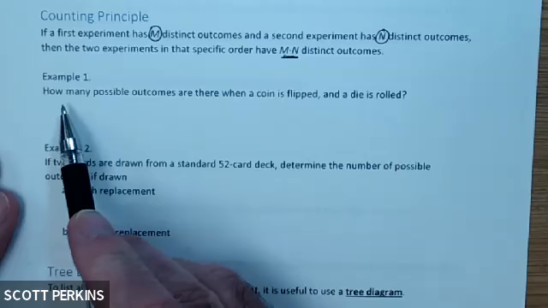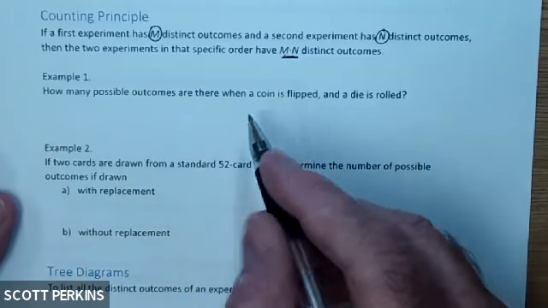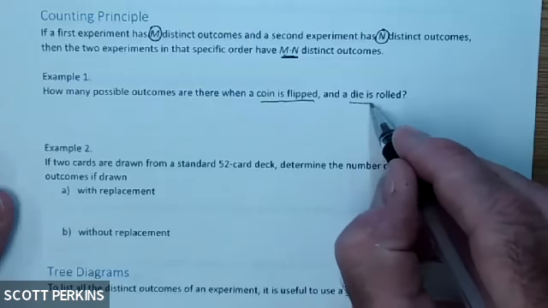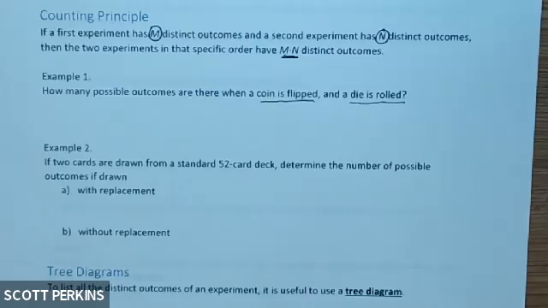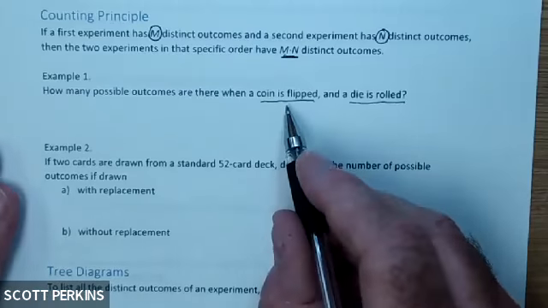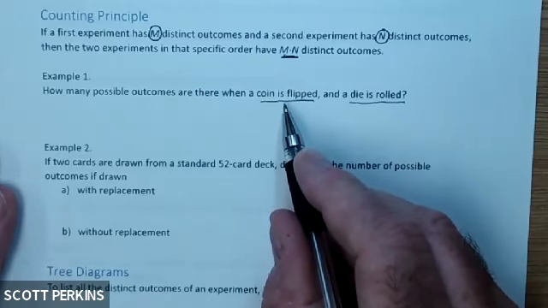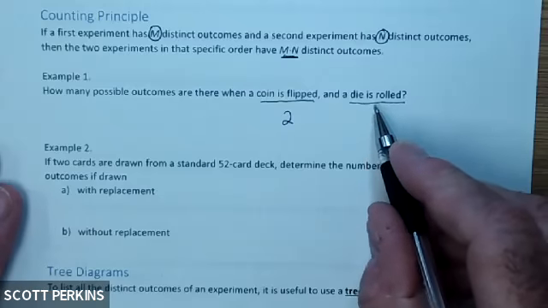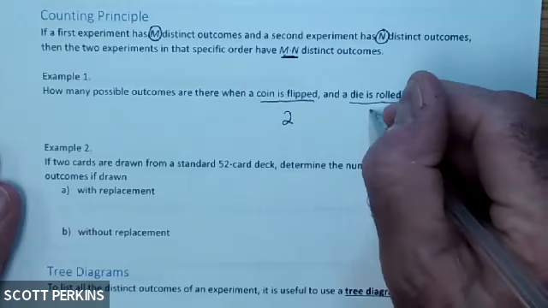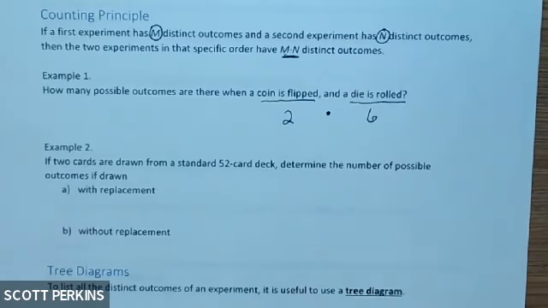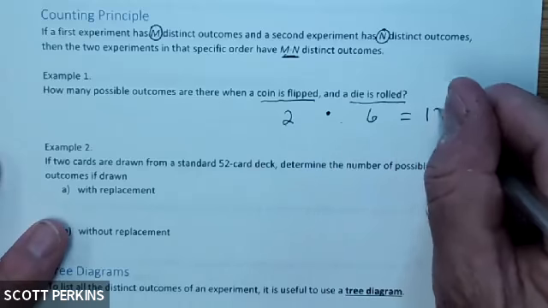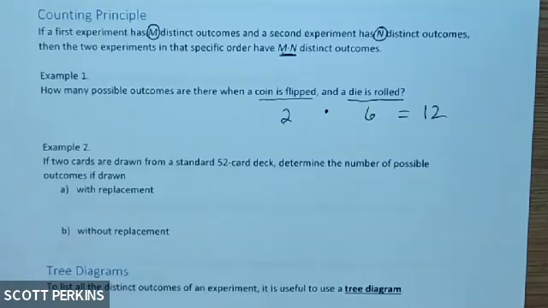So example 1. How many possible outcomes are there when a coin is flipped and a die is rolled? I'm keeping this nice and simple, numbers nice and low. Well, in and of themselves, how many outcomes are there? How many possible things can happen when I flip a coin? 2. How many possible things can happen when I roll a die? 6. Perfect. So the number of possible things that can happen if I flip the coin and roll a die are 2 times 6, or there are 12 outcomes. That's what the counting principle tells us.